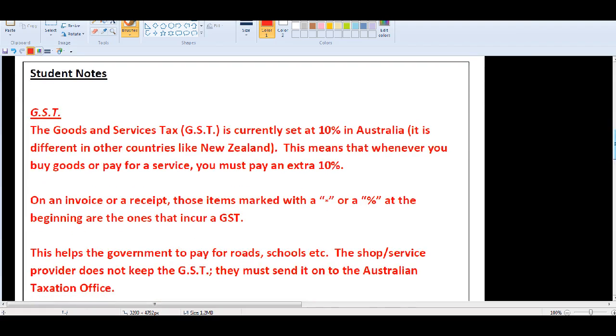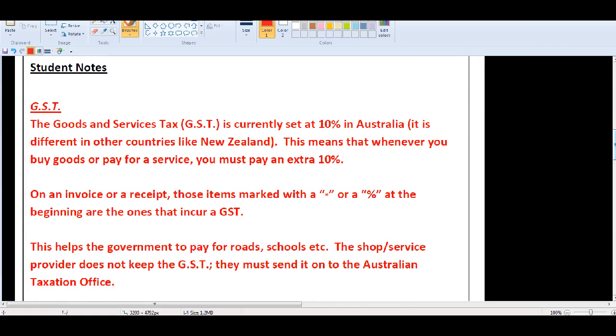Okay, so here's today's new content. It's about GST. Okay, so GST is a short form of goods and services tax. So it's kind of a tax. Alright, so tax means you need to pay the government with part of your consumption, right? Okay, so that tax is 10% in Australia. That means whatever you buy goods or pay for a service, you must pay an extra 10%. Okay, so that extra 10% is paid by consumer.